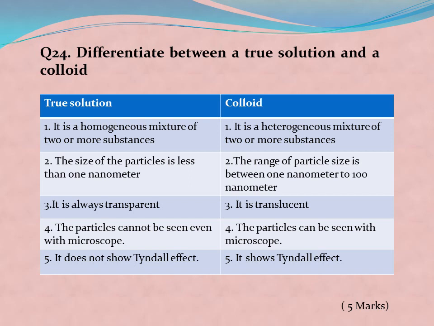Question number 24. Differentiate between a true solution and a colloid. True solution is a homogeneous mixture of two or more substances. Colloid is a heterogeneous mixture of two or more substances. In true solution, the size of the particles is less than 1 nanometer. In colloids, the range of particle size is between 1 nanometer to 100 nanometer. True solution is always transparent. Colloid is translucent. In true solution, the particles cannot be seen even with a microscope. In colloids, the particles can be seen with a microscope. True solution does not show Tyndall effect, but colloid shows Tyndall effect.